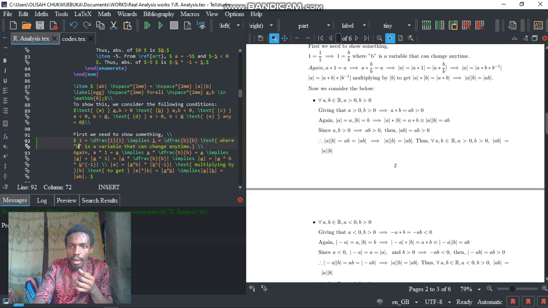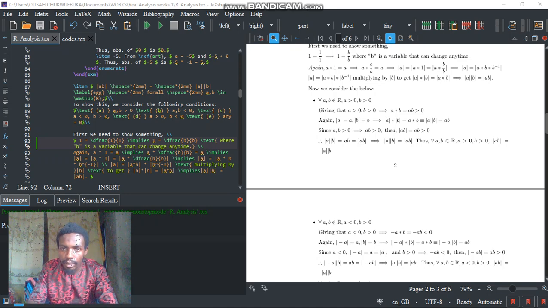Since a and b are greater than 0, it implies that the product of the two of them is greater than 0. Then the absolute value of AB, which is equal to AB, is also greater than 0.